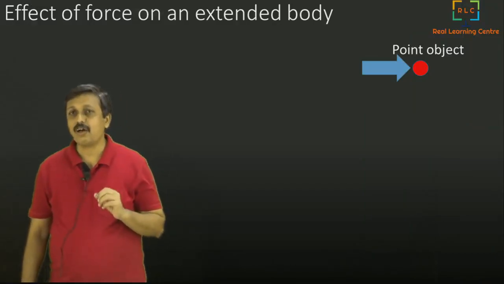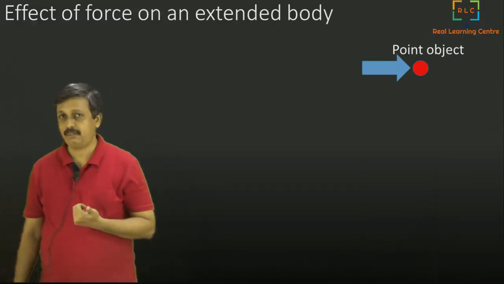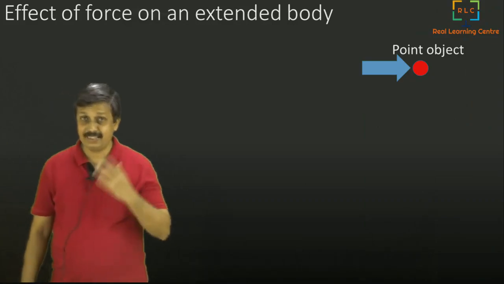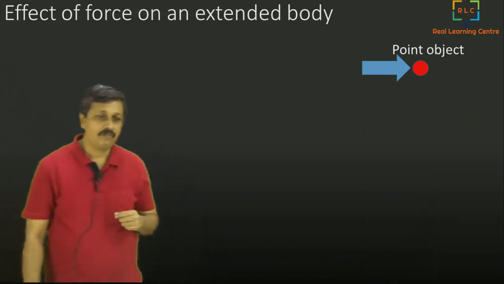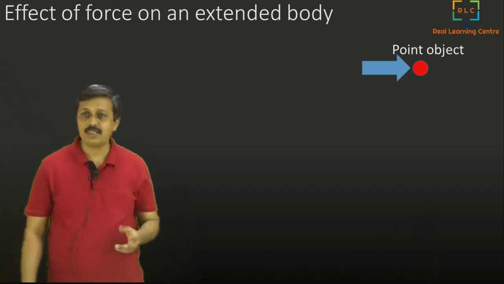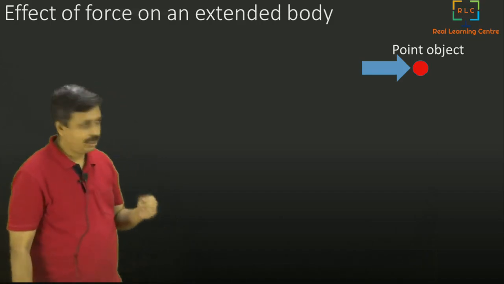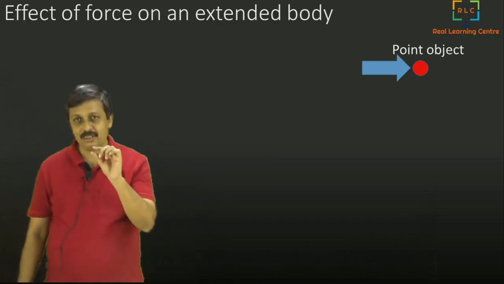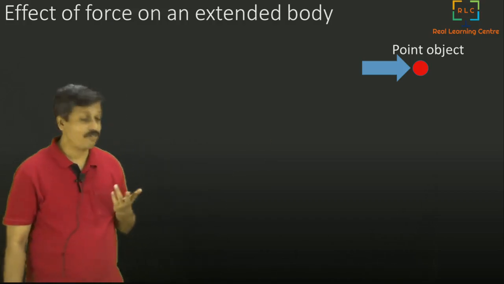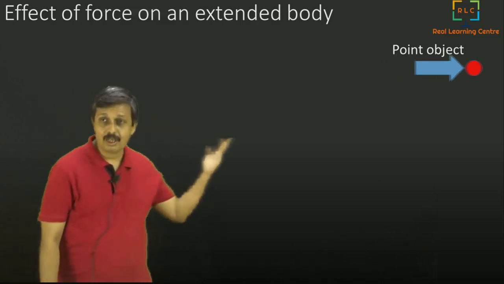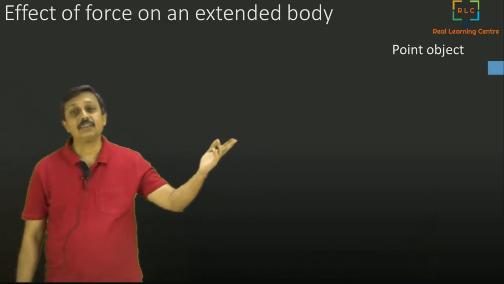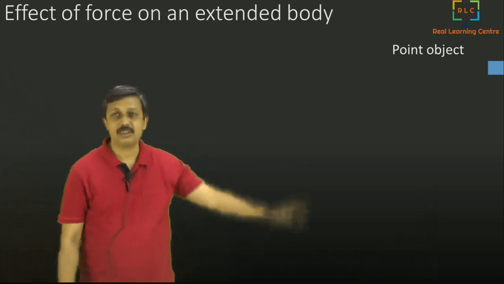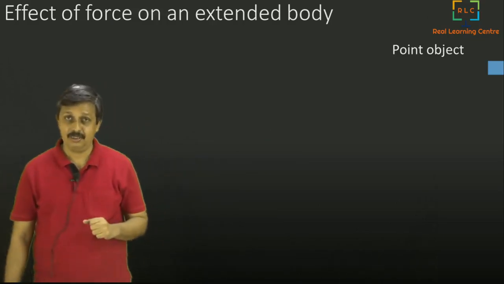What is the effect of force on an extended body? What is the meaning of an extended body? So first of all, we have always considered an object as a point object. Okay, it's just a small point object. And on the point object, if you apply a certain force, that force will push the object, you can see. So there is a translational motion when it comes to the point object.